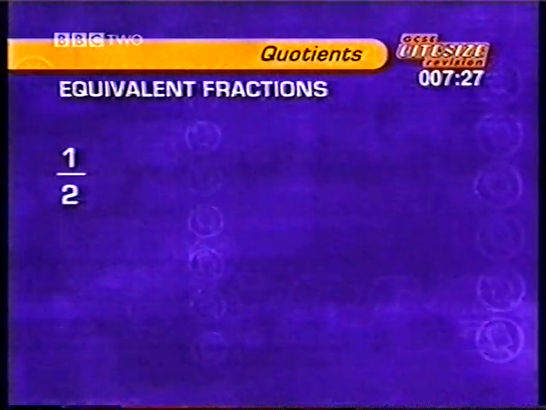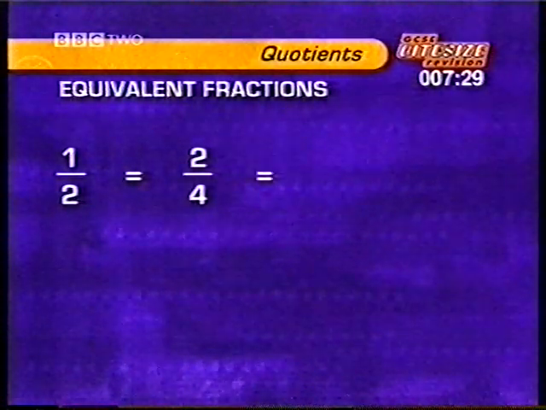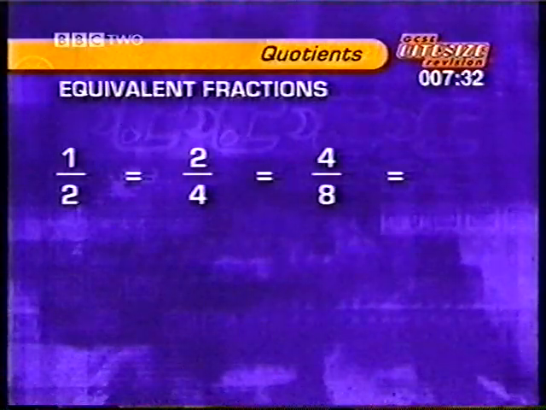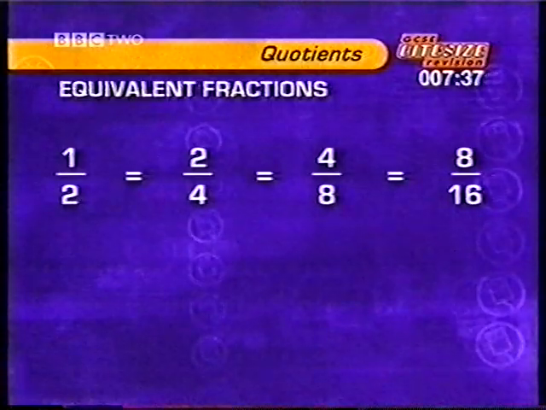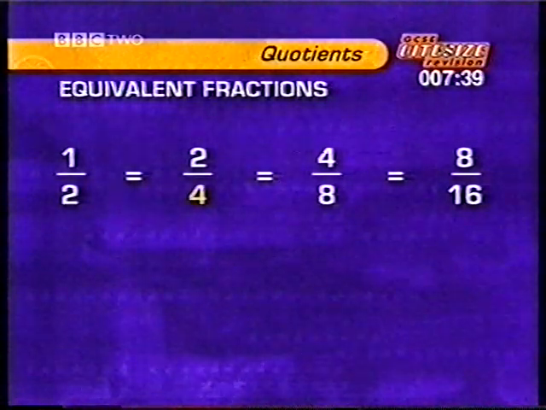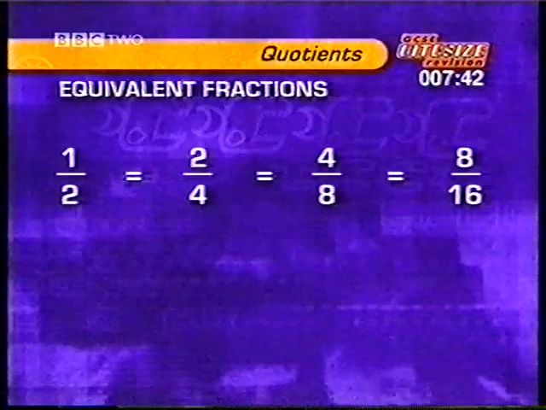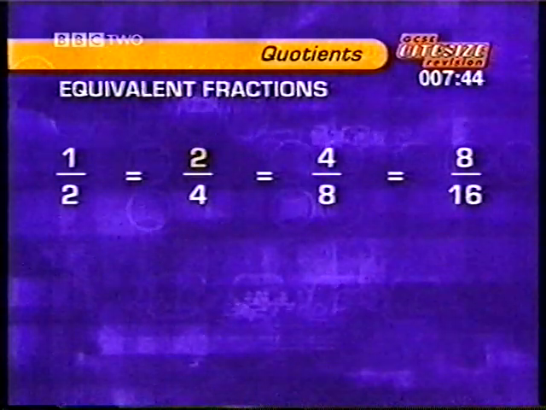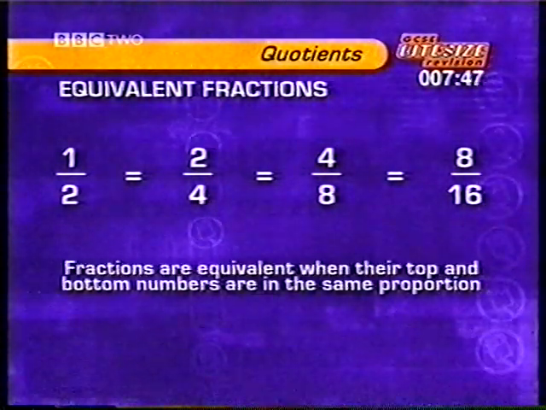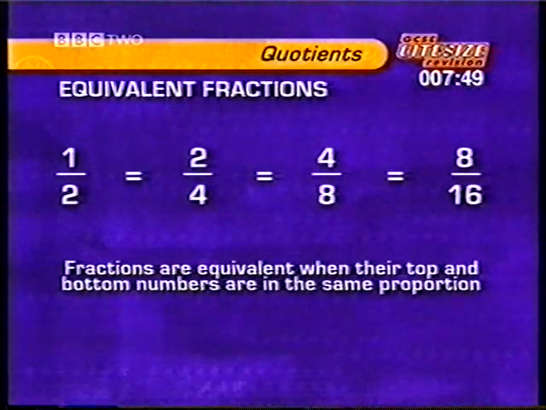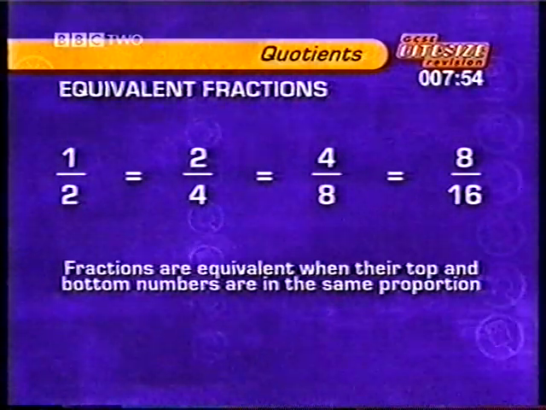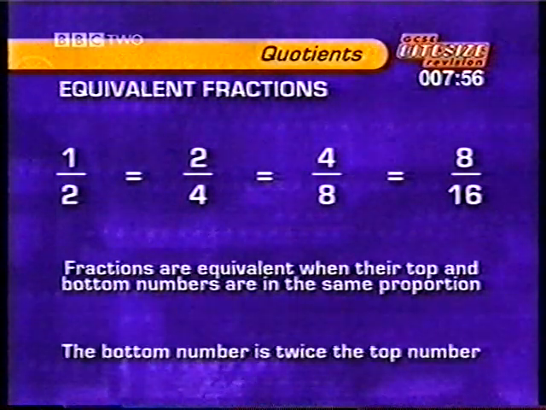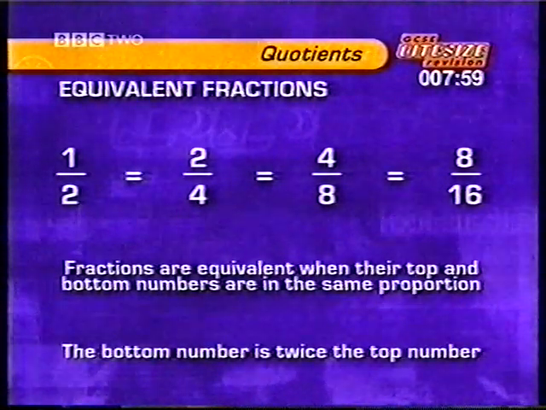We can represent this mathematically by saying that a half is equivalent to 2 quarters, is equivalent to 4 eighths, is equivalent to 8 sixteenths, and so on. The bottom numbers are doubling from 2 to 4 to 8 to 16, and the top numbers are doubling from 1 to 2 to 4 to 8, and so on. So fractions are equivalent when their top and bottom numbers, their numerator and denominator, are in the same proportion. In this case, the bottom number is always twice the top number.